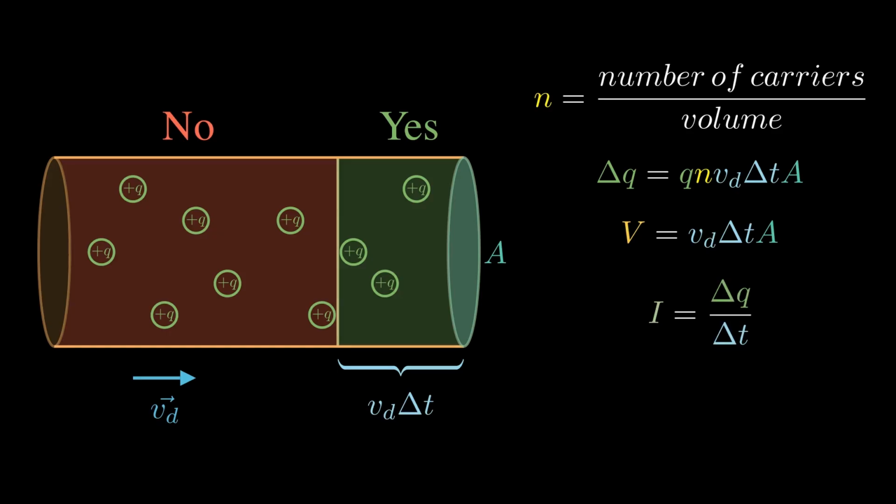Remember our definition for the current. It is delta q over delta t. And if we substitute for delta q, we get that the current I equals q n v A. Lastly, I would like to introduce another quantity. I'm sorry to do so, but I'd like to define a vector J, which has a magnitude of I over A, and it has a direction of where the current flows. Let's call it the current density. J will be equal to q n v.